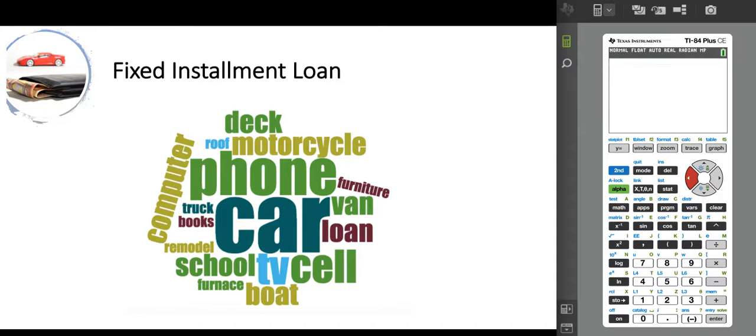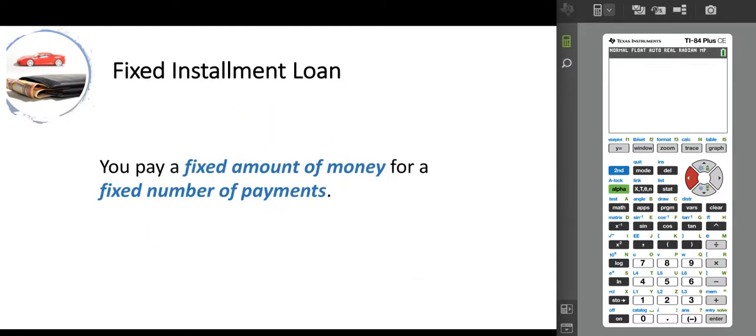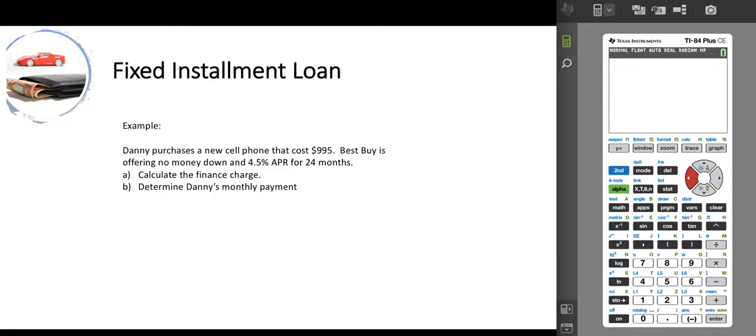So we're talking about fixed installment loans, though. And by definition, that means that you are paying a fixed amount of money for a fixed number of payments. Okay? So, for example, if you take out a car loan, maybe you agree to pay it back in 5 years. So that means you're making monthly payments for 5 years. So let's look at a specific example.